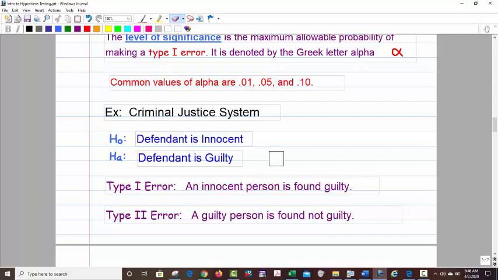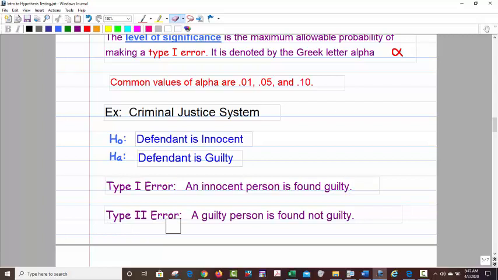Now, if we go back up to that definition, a type 1 error, I'm not going to scroll back up, but you can go look at it. It's rejecting the H0, the null, when the null was true. In other words, you rejected their innocence, and they were found guilty when they really were innocent. That's bad. The idea is the justice system's supposed to be set up to where you minimize that as much as possible. You don't want to send an innocent person to jail.